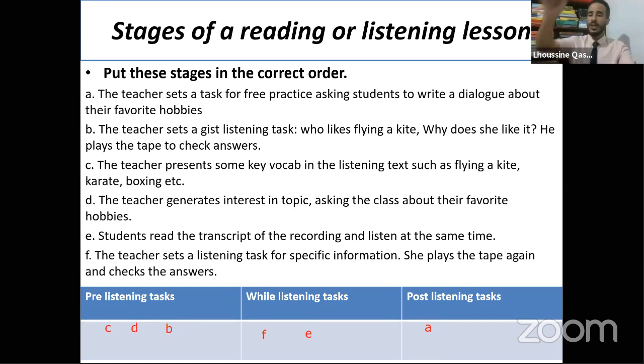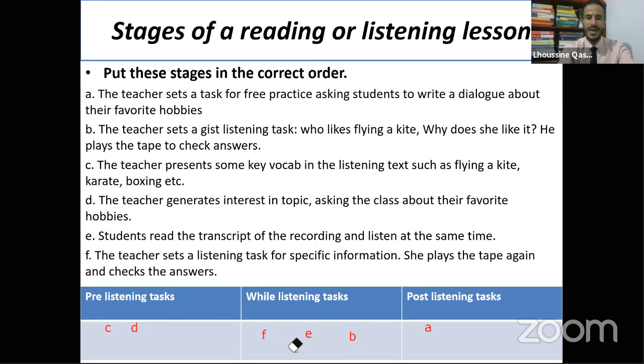If you are asking learners, who do you like flying a kite? You. It's the pre. But if you tell them you listen, and then you tell me who likes it in the text, who is the speaker, that is the while. Thank you. So let's correct this one, and we can write it here. It's B. Great. So let's correct it here. Do you agree?